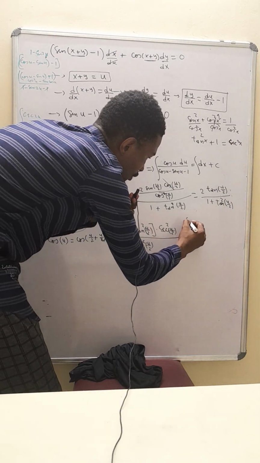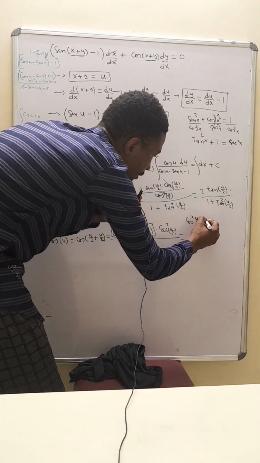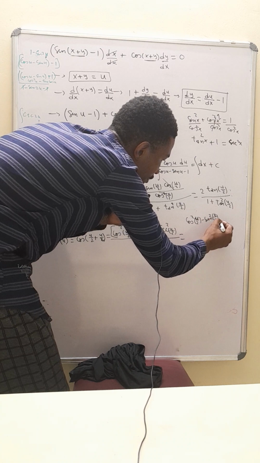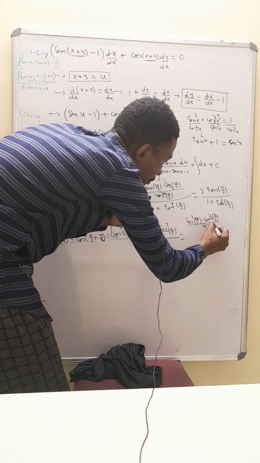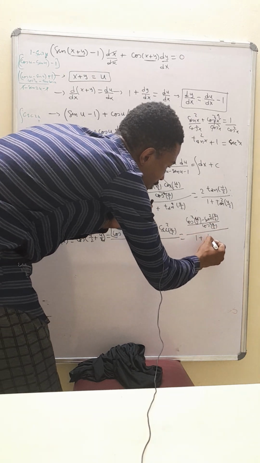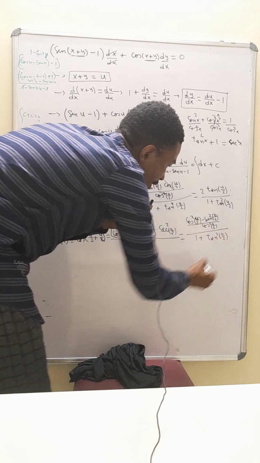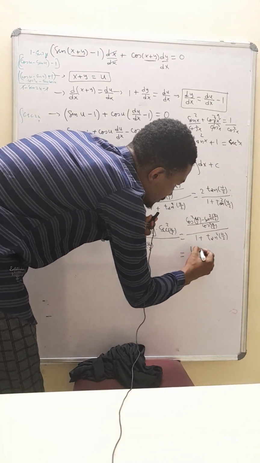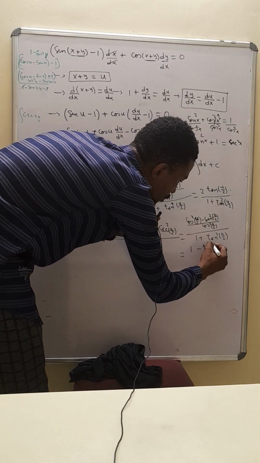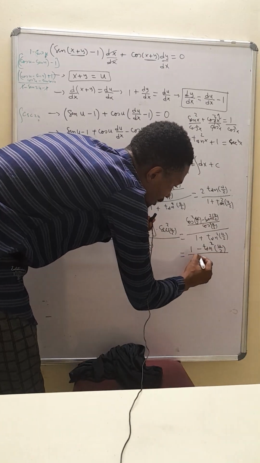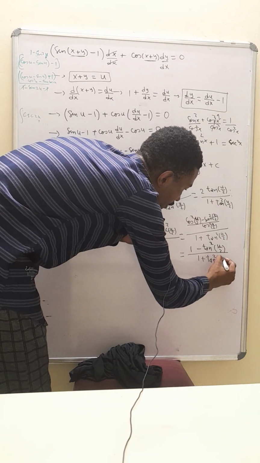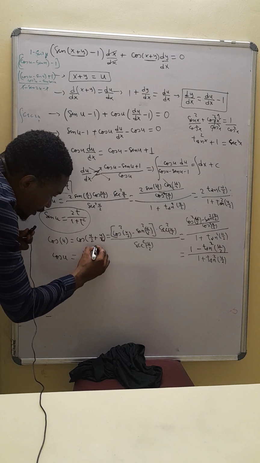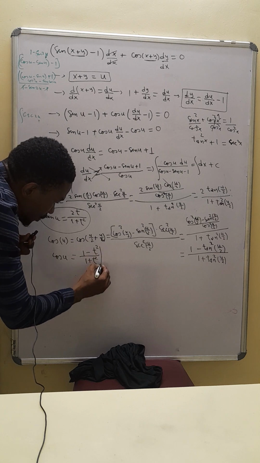It will be cos square u by 2 minus sinus square u by 2, divided by cos square u by 2, all divided by 1 plus tan square of u by 2. So this and this will be cancelled out. You are going to have this be 1, and this will be tan square of u by 2 divided by 1 plus tan square of u by 2. So it means that cos of u is equal to 1 minus t square upon 1 plus t square.